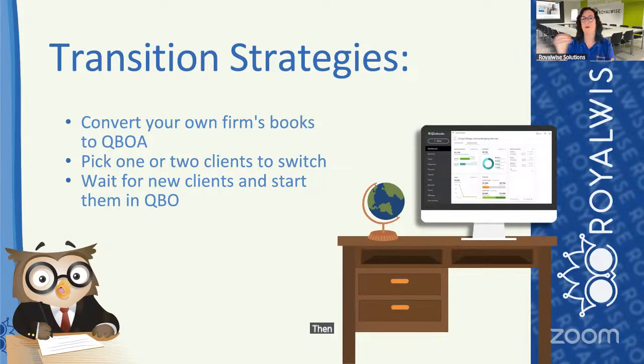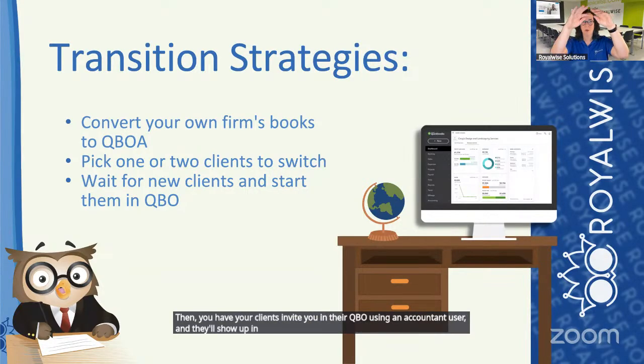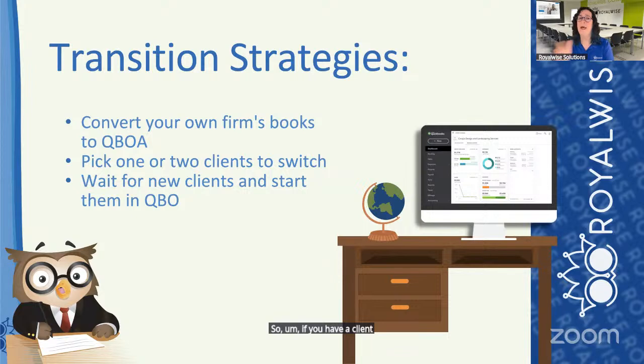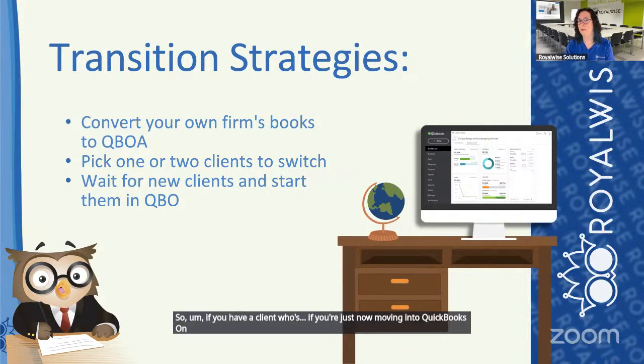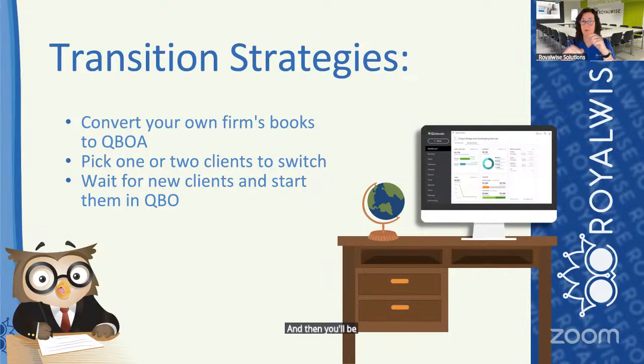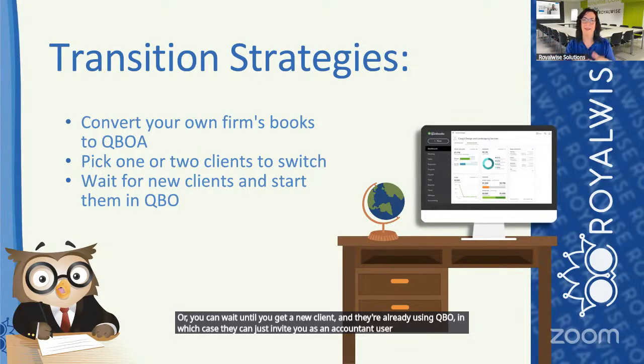Then you have your clients invite you in their QBO using an accountant user, and they'll show up in this portal, and then you can switch between your clients right inside the portal. So if you're just now moving into QuickBooks Online, I would start with a client who's pretty simple and straightforward and migrate them first. You'll migrate them from desktop to online, and then you'll be able to access their books from inside your portal. Or you can wait until you get a new client and they're already using QBO, in which case they can just invite you as an accountant user and you can add them in and then see all your clients all in one place.